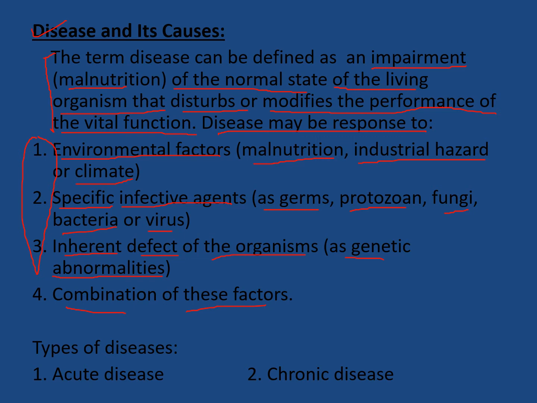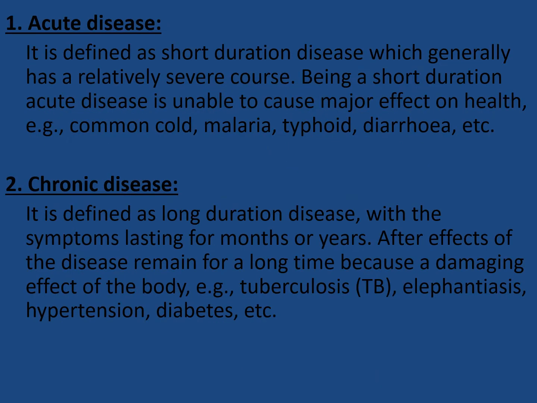Now, we are going to study the types of diseases. There are two types of diseases. The first is the acute disease and the second is the chronic disease. Please copy down this one. Done? Yes. Next, acute disease.